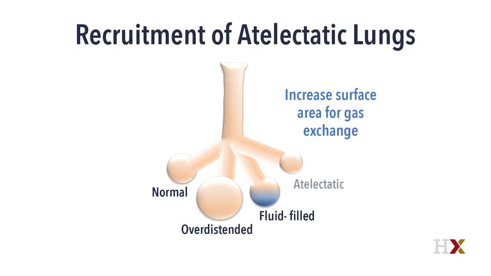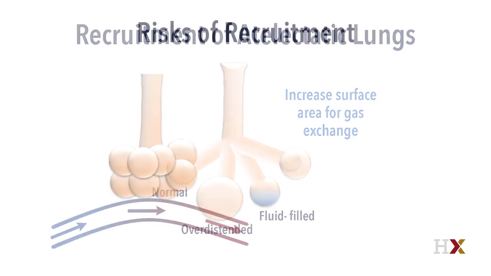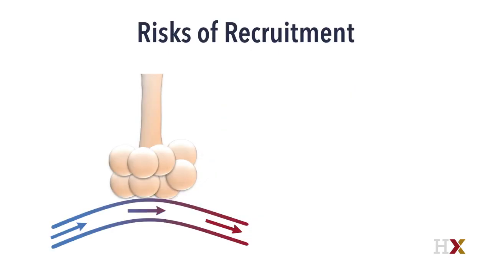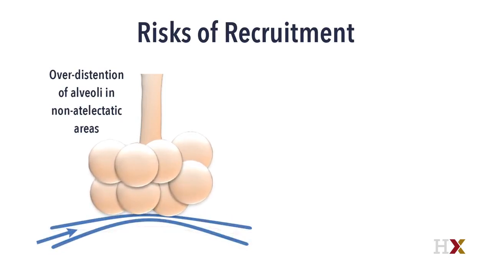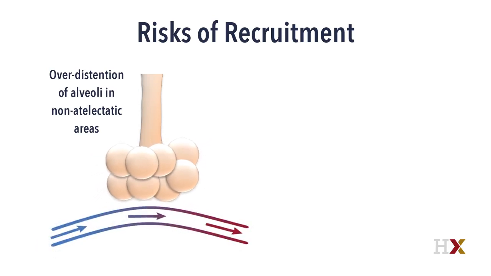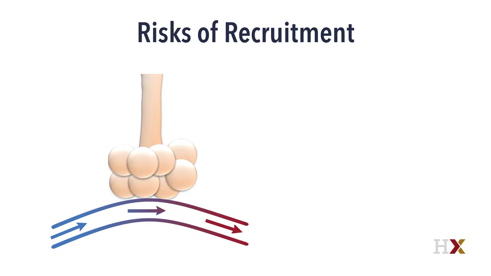We want to recruit that atelectatic lung to improve surface area and improve the areas for gas exchange. There are some risks, however. The high levels of pressure can lead to overdistension of the good areas of lung, and that can crimp the capillaries, leading to transient hypoxemia. Usually this is only short-lived and will stop as soon as the patient is placed back on a lower level of pressure.